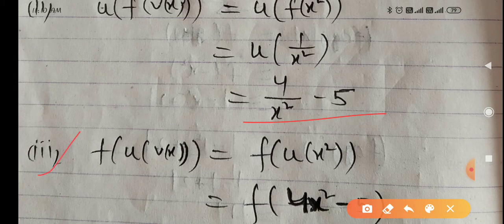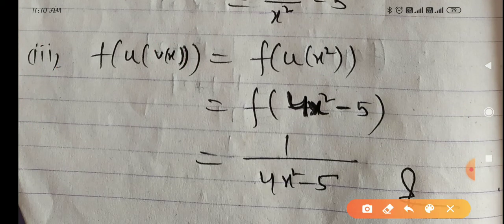Third part I am taking f of u of v(x). First of all, v(x) value you put x², you can see. Now in the function u(x), you put in place of x, x². So function u(x) was 4x - 5. So in place of x, I have put x². So 4x² - 5, it will become.